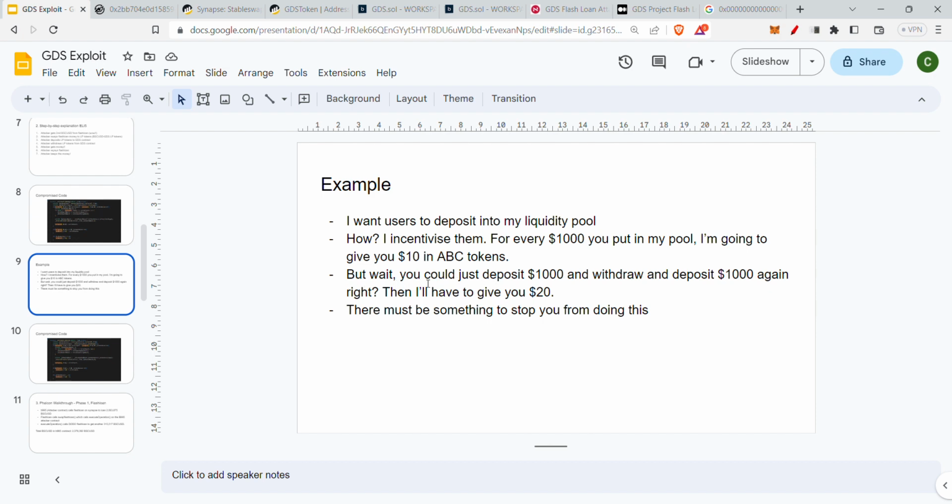But wait, you could just deposit 1,000 and withdraw, and then deposit 1,000 again, and then I have to give you $20. And if you put more than 1,000 inside, let's say you put 100,000 inside, I'm going to give you 1,000 APC tokens. So there must be something to stop you from depositing 1,000 and withdrawing 1,000 and depositing 1,000 again, right?